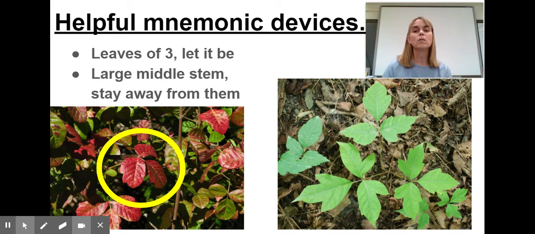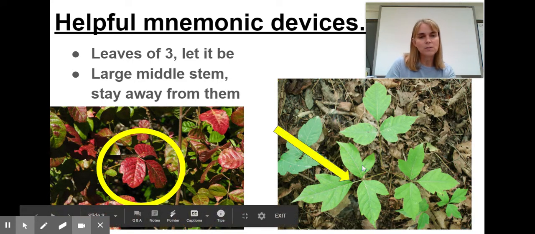Another one is called large middle stem, stay away from them. So if you take a look at this one, notice the 2 side leaflets are connected right at the stem, but the top leaflet, the middle one, has a longer stem that attaches. So they're not all really close to the same point. 2 attach right next to the stem, and 1 kind of has a longer stem there.